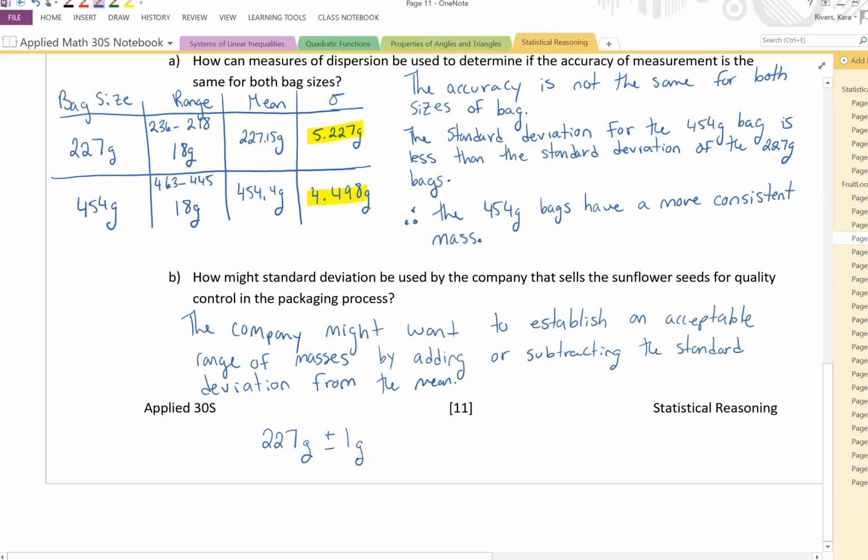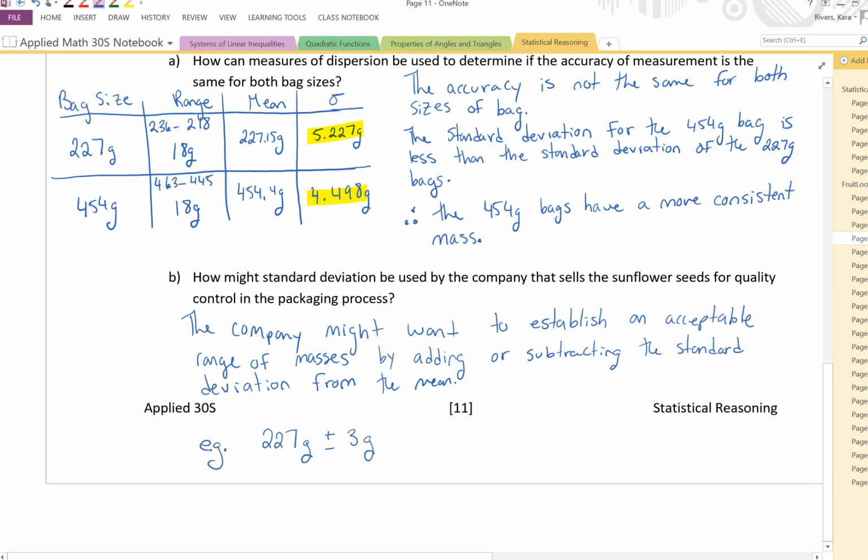So that is what we want as our standard deviation. Here we have plus or minus 5.27227 grams or 4.498 grams. Maybe you want to keep it smaller. Or maybe they say, well, if it's 3 grams difference above or below the mean, we're okay. So that's what this means, that you can set up an acceptable range according to what it says on the bag and the standard deviation. This is just an example.